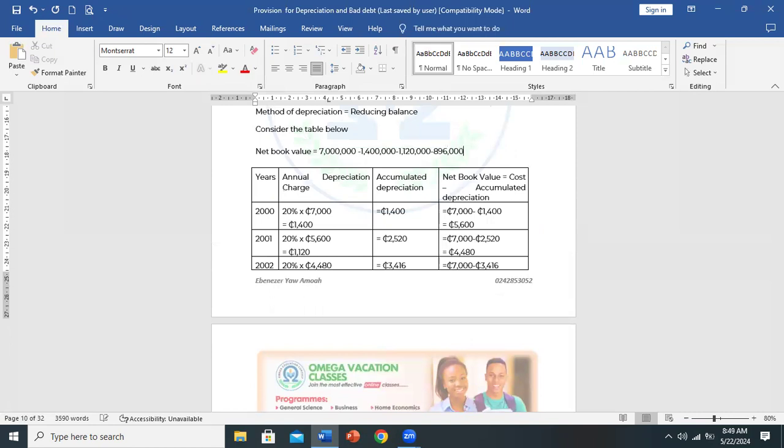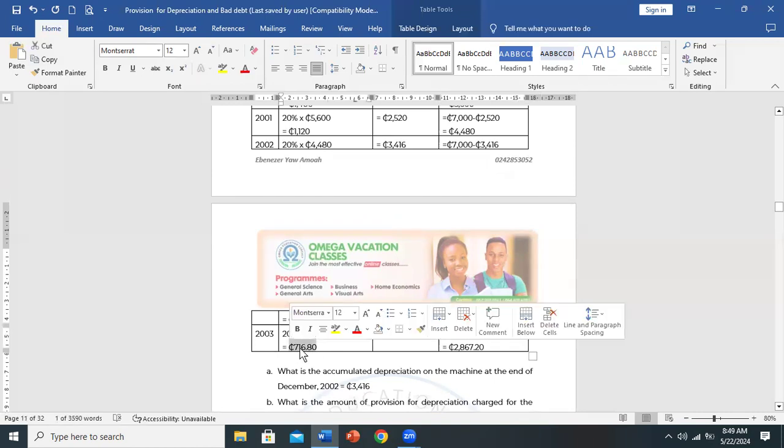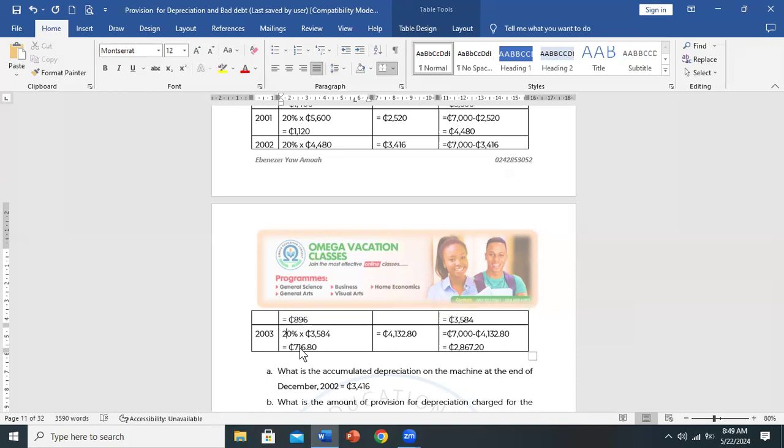And the net book value would be 3,584,000. We then apply the rate on it, and we would arrive at a depreciation of 716,800. Okay. So when you have done your depreciation calculation, then you can now focus on the questions that were given to be answered. So the first one, which is the A, was asking about the accumulated depreciation on the machine at the end of December 2002.